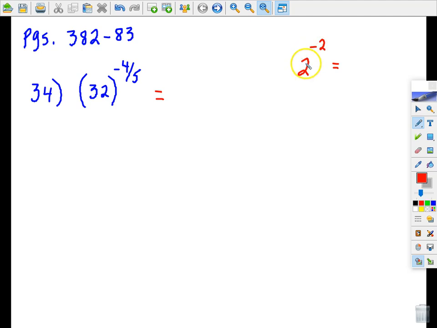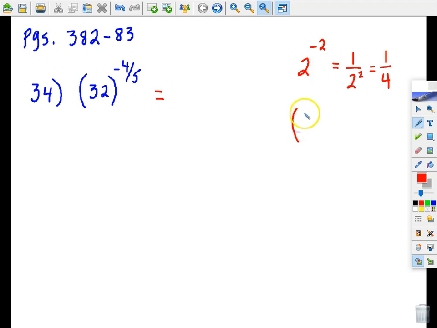So the negative exponent says, okay, well, what is the reciprocal of 2? And that would be 1/2. And then, after writing the reciprocal of the base, you can then change the exponent to positive. So 2 to the negative 2 is another way of saying 1/4.